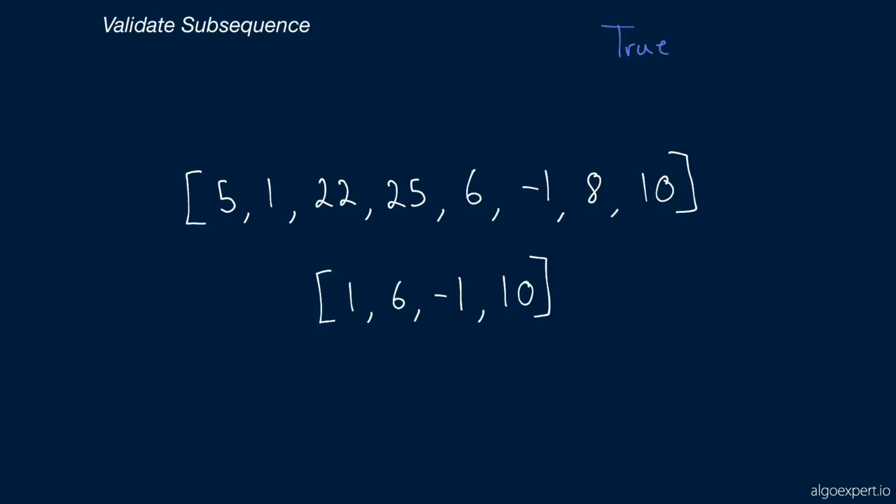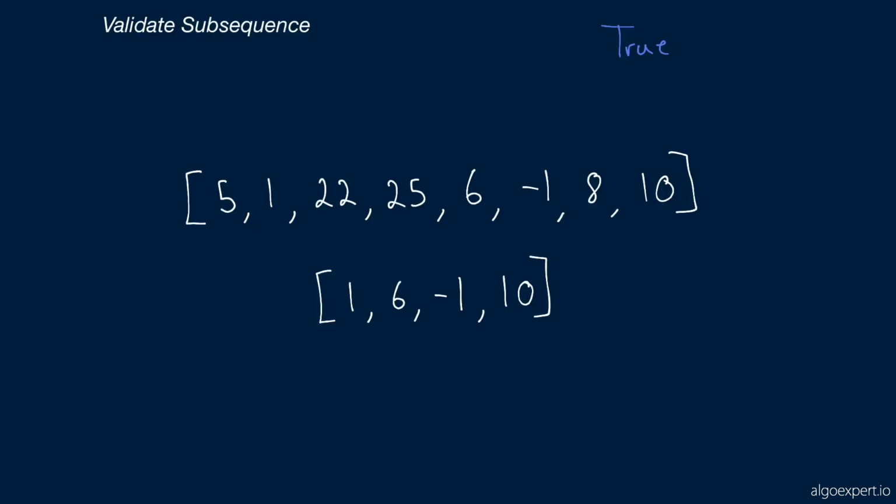As you can see here, the numbers 1, 6, -1, and 10 do appear in this array, but they're not adjacent. 1 is here, 6 is here, we've got a couple of integers in between them, then here we've got 8 in between -1 and 10, but they do appear in the original array, and they appear in the same order. They go from 1 to 6 to -1 to 10, 1 to 6 to -1 to 10. And so if we were to call the function that we have to write, passing in these two arrays, the output of our function would be true because this array is indeed a valid subsequence of this array.